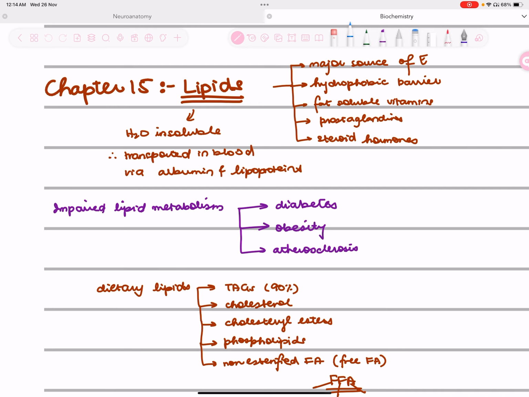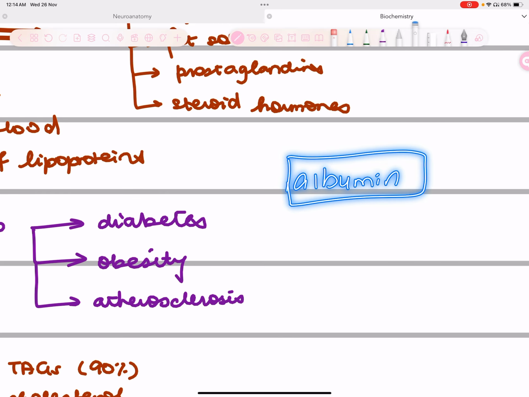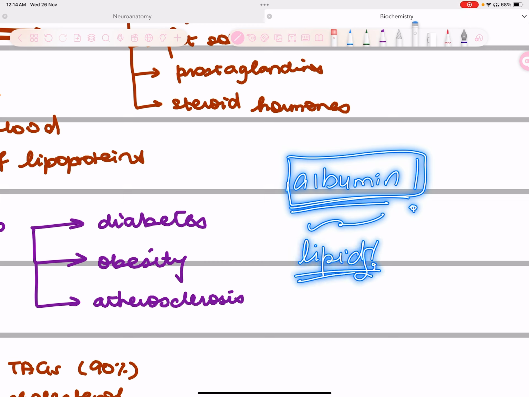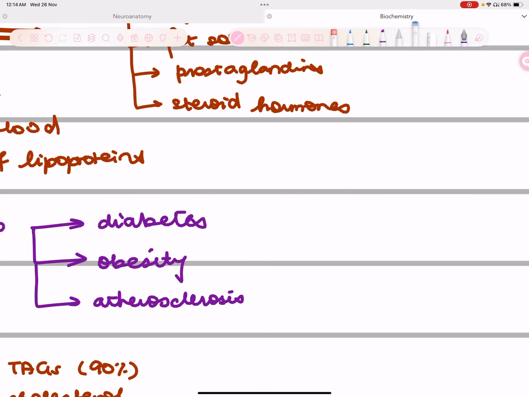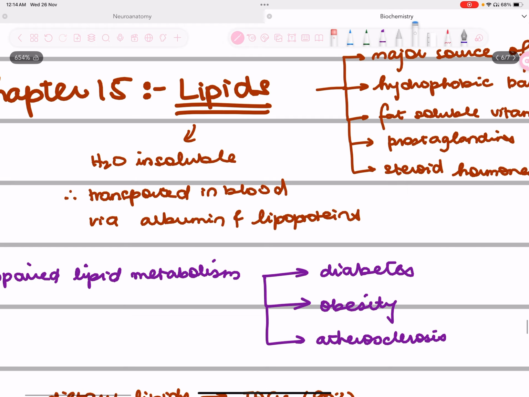Now, since they're water insoluble, how do they get transported in the blood? Very important, you need to know the name of this transport protein, which is albumin. Albumin is very common. Its role is to transport the lipids. This is a very important function of albumin. So now this should be at your fingertips: albumin helps with the transportation of lipids, and lipids are water insoluble organic compounds. Lipids are transported in blood via albumin and via other lipoproteins.